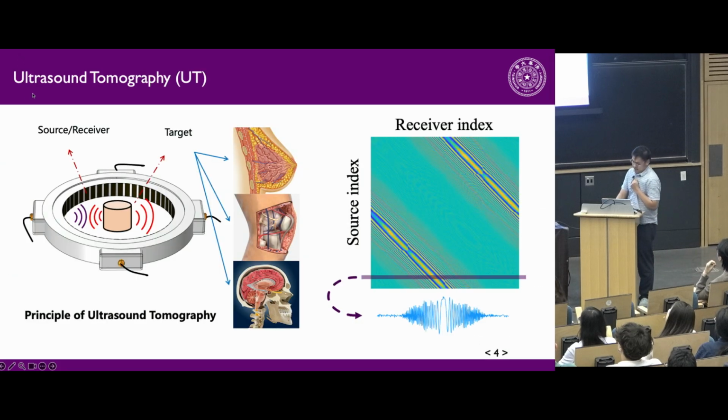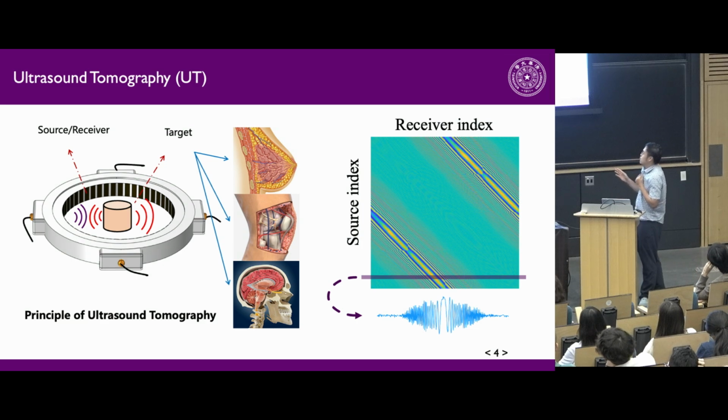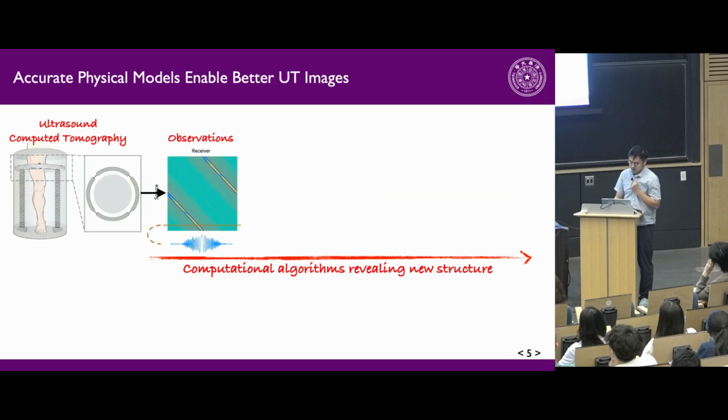Here are the basic principles of ultrasound tomography. We place an annular array around our target, and each transducer activates as a source while the remaining transducers record the transmitted and scattered signals, which forms a source-to-receiver matrix in the frequency domain. Our task is to map this sinogram-like data back to the anatomical structures of the medium.